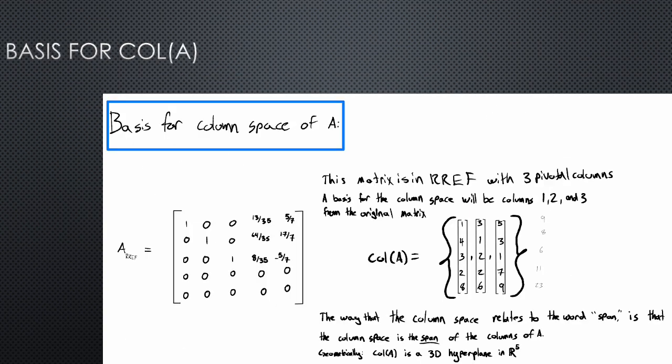Here's my solution to the basis for column space of matrix A. It is in RREF form. I understand that you only need it in REF, but RREF will get the same result, which is why I solved for it first. The basis for the column space is corresponding columns in the original matrix that are pivotal in RREF. In this case, it's columns 1, 2, and 3. The way the column space relates to the word span is that the column space is the span of the columns of A. And finally, the geometric interpretation of this is a 3D hyperplane in R5.